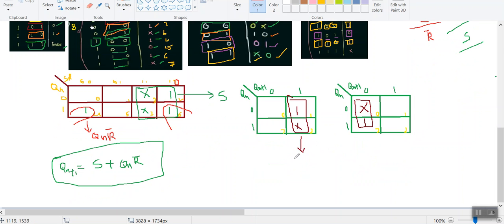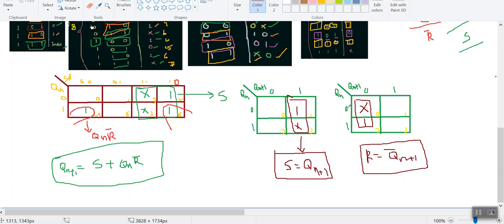So for S, in this particular row we don't have any value, and only in this particular column we have the value. So S equals Qn+1, you are getting the value of S. This is my excitation equation. Whereas for R, again we can say Qn+1 bar. This is our expression. In these particular rows we don't have the values either, these are changing. So here it is a fixed value, Qn+1 whole bar. This is my excitation equation.